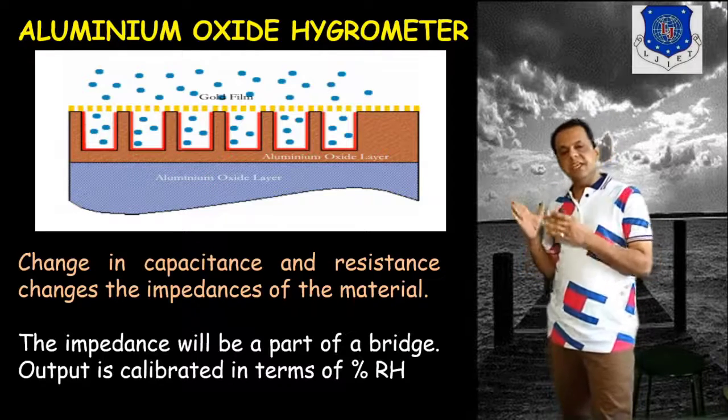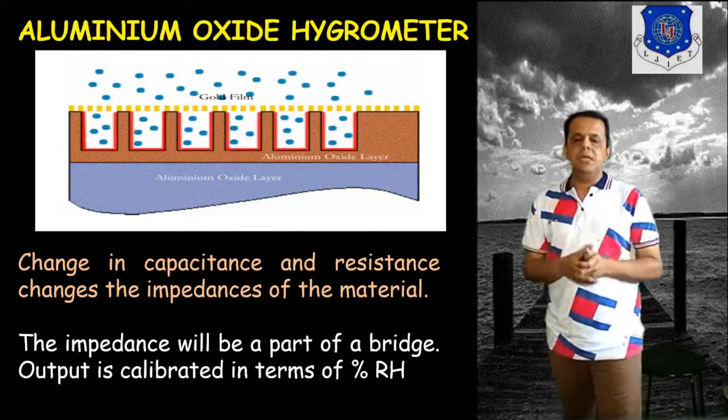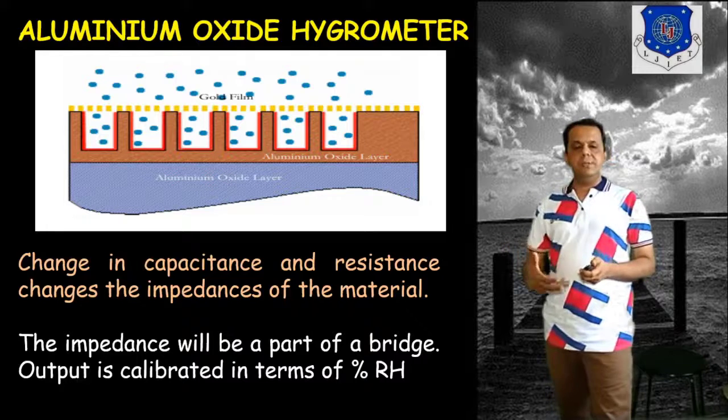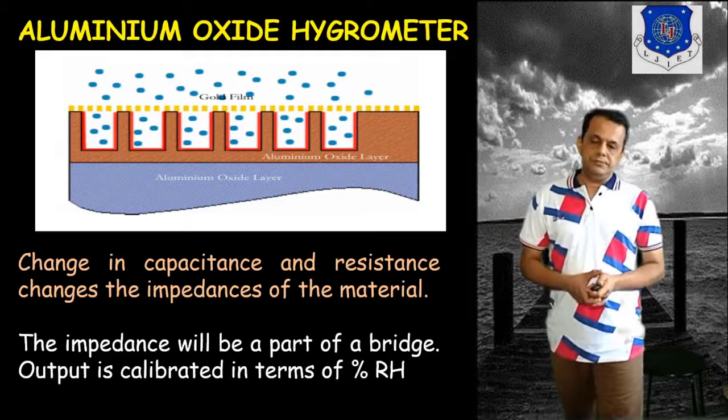Again, one AC bridge will be utilized to detect the change in the value of impedance, and the unbalanced millivolt output will be amplified and calibrated in terms of relative humidity.